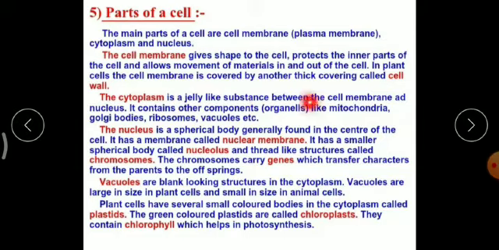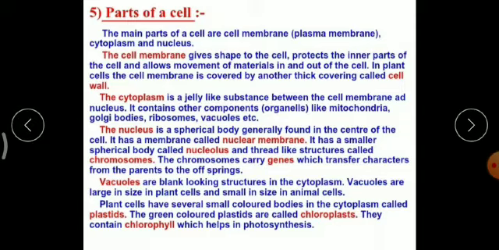Cytoplasm is a jelly-like substance present between the cell membrane and the nucleus. It contains other components also, like mitochondria, Golgi bodies, ribosomes, vacuoles, etc. Nucleus is a spherical body generally found in the center of the cell. It has a membrane called the nuclear membrane. It has a smaller spherical body called the nucleolus and thread-like structures called chromosomes. The chromosomes carry genes which transfer characters from parents to the offspring.